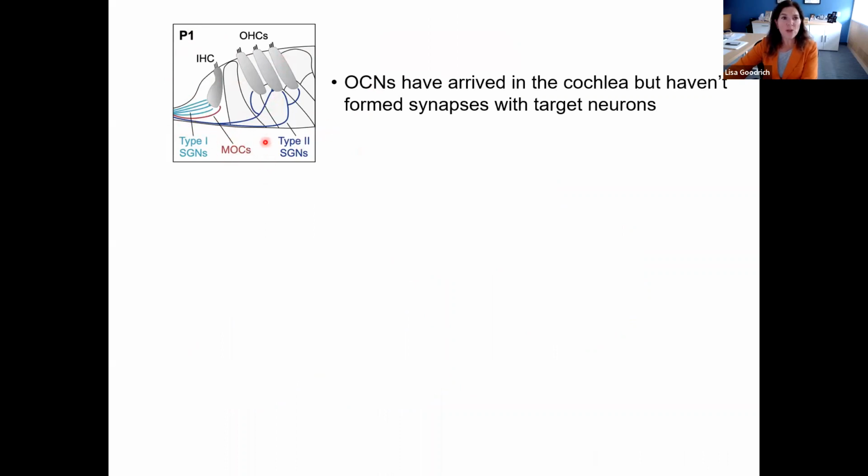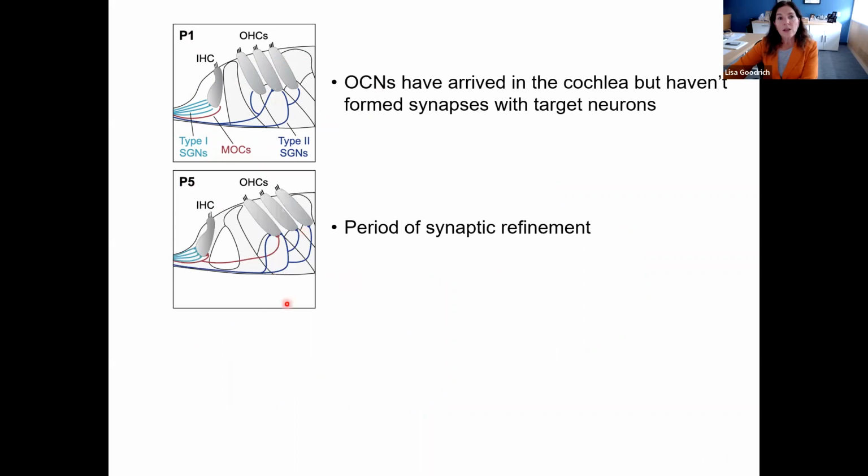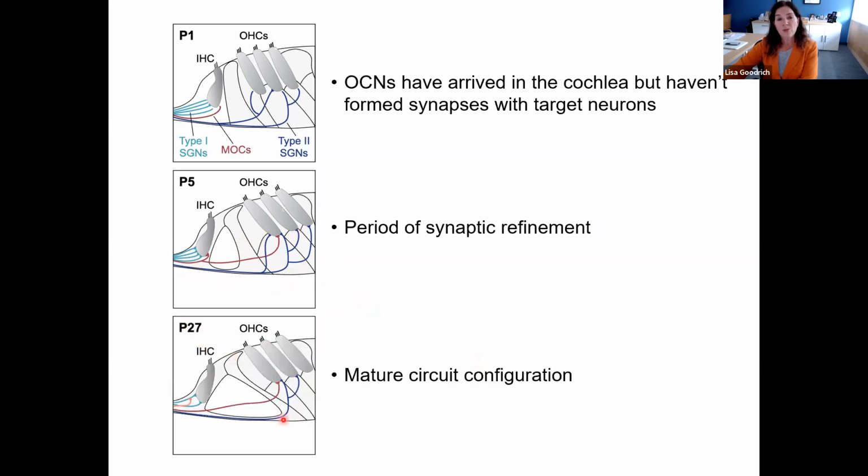And in data I won't show you, we can actually see cholinergic innervation intermingled in the spiral ganglion during very early embryonic stages. They're reaching there quite early. A few days later, they are present during a period of synaptic refinement when the inner hair cells and the outer hair cells and the type 1 and type 2 spiral ganglion neurons are forming their synapses. The efferents are right there. And then by about P27, we can see the mature configuration.